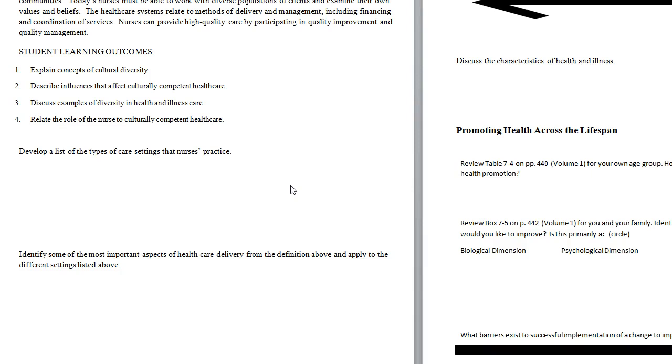The next question is: identify some of the most important aspects of healthcare delivery from the definition above and apply them to the different settings listed above. We can think of things like diverse populations, and that's really important because we don't always see the average hospitalized patient. We see a lot of patients from different cultures, from different countries, with different family lives, and we have had to adapt to that.